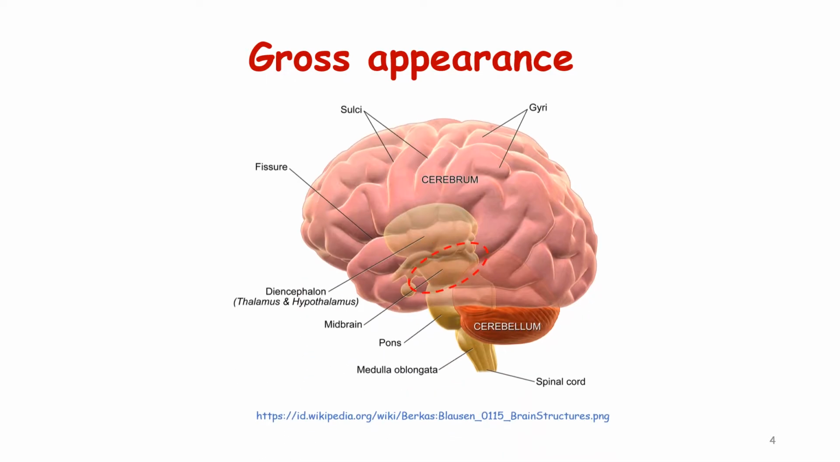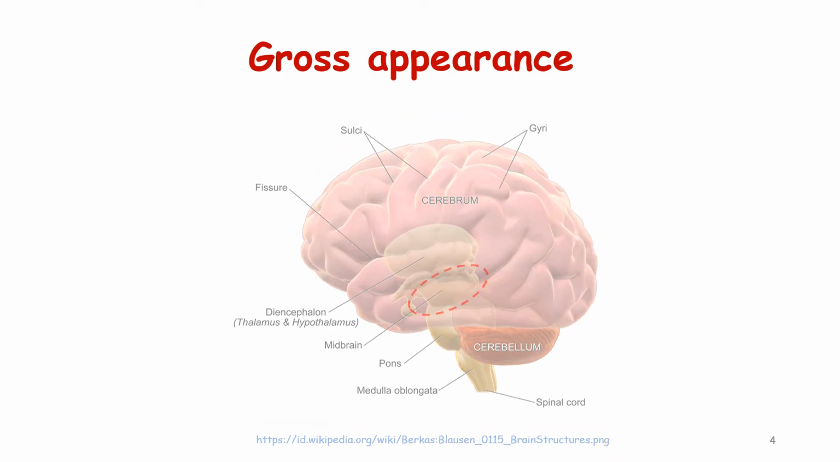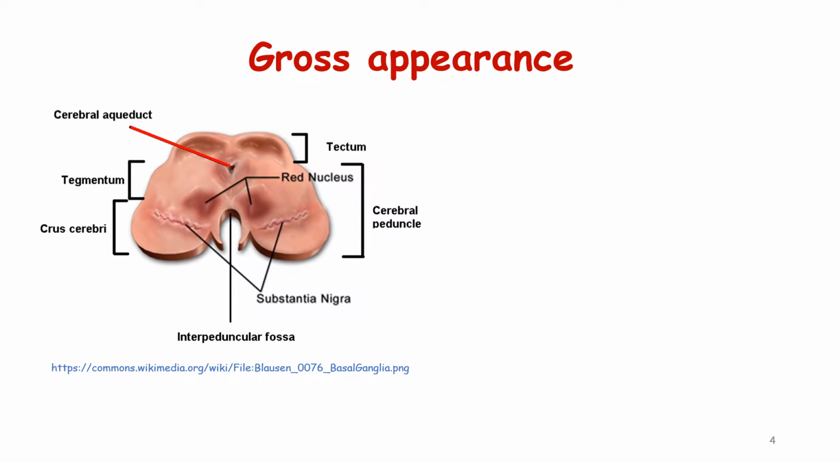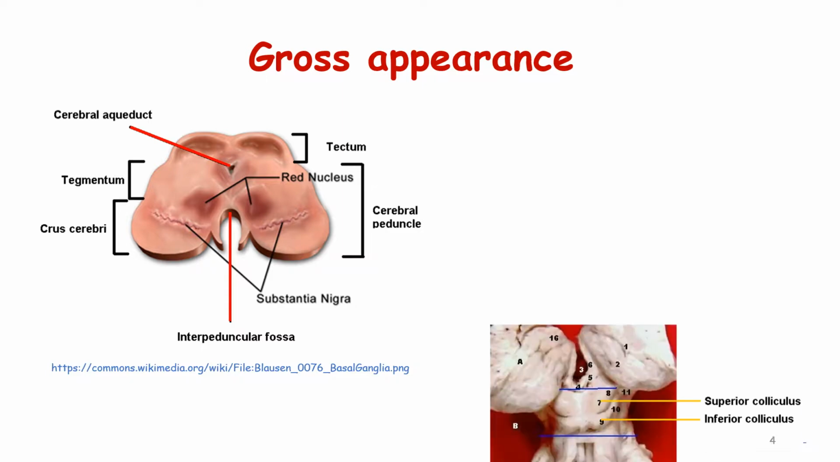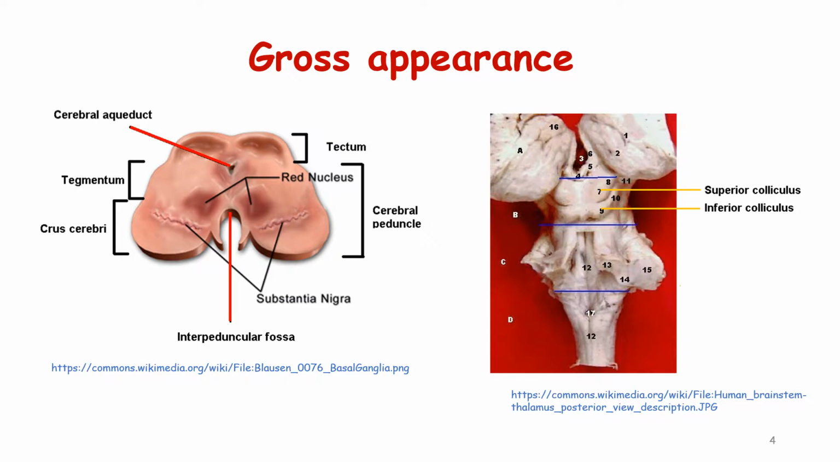The midbrain is about 2 centimeters in length. It is traversed by the cerebral aqueduct. Anteriorly, it has the interpeduncular fossa bounded on either side by the crus cerebri. Posteriorly, there are 4 round eminences in 2 rows known as the superior and inferior colliculi, the corpora quadrigemina.